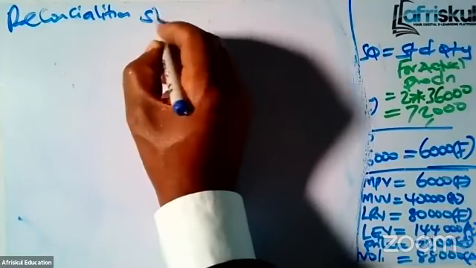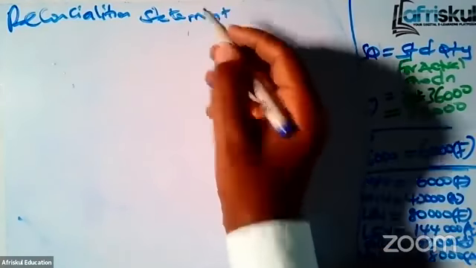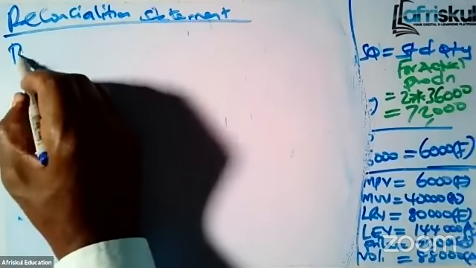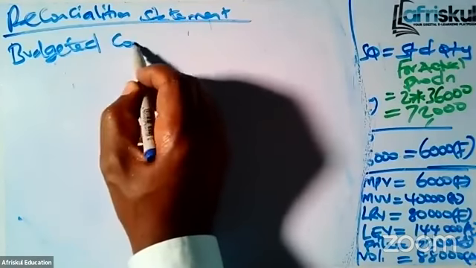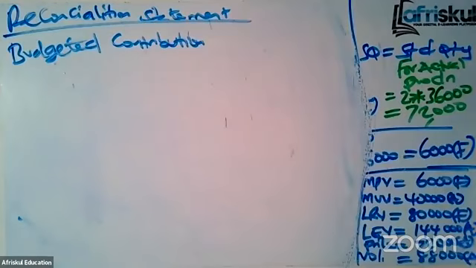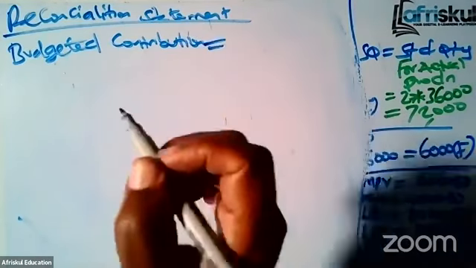Now come here. What you want to do, ladies and gentlemen, is a reconciliation statement. The question had asked us to reconcile. A reconciliation statement is also called an operating statement. So what are we reconciling? The budgeted contribution to the actual contribution.